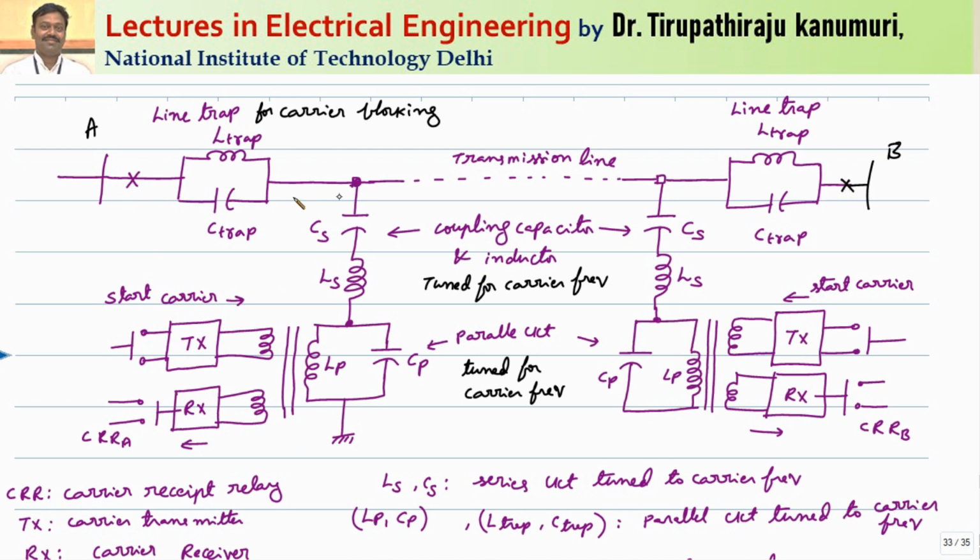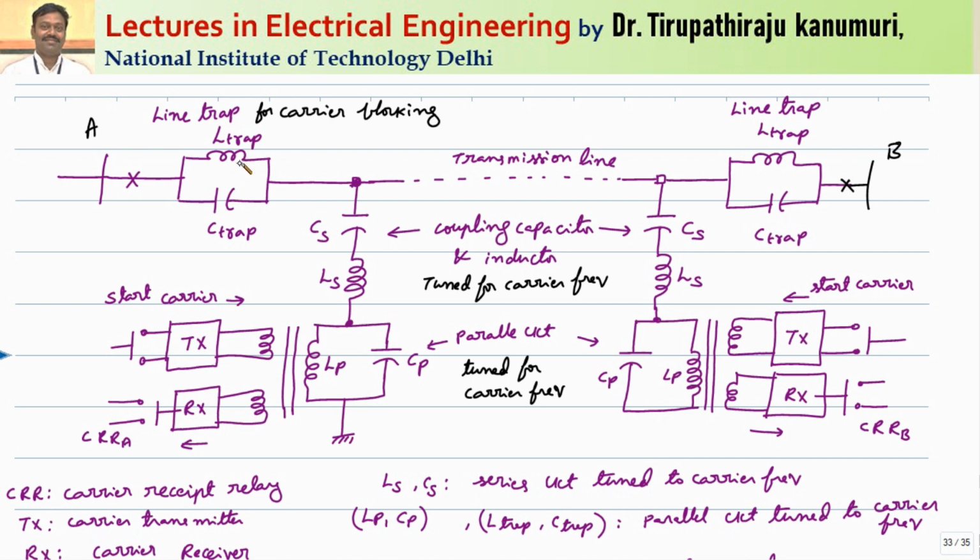At the sending end as well as the receiving end of the bus, we connect the line trap. This line trap contains a parallel combination of an inductor and a capacitor. This is a parallel circuit which is tuned to operate at the carrier frequency, because the carrier wave is at a very high frequency. The property of a parallel resonant circuit is that it gives the highest impedance at the resonant frequency, and for the remaining frequencies it offers less impedance.